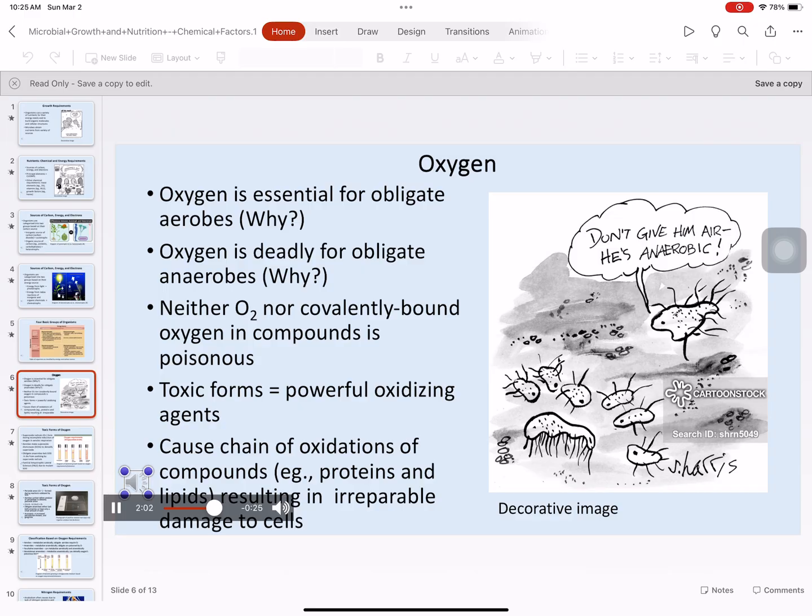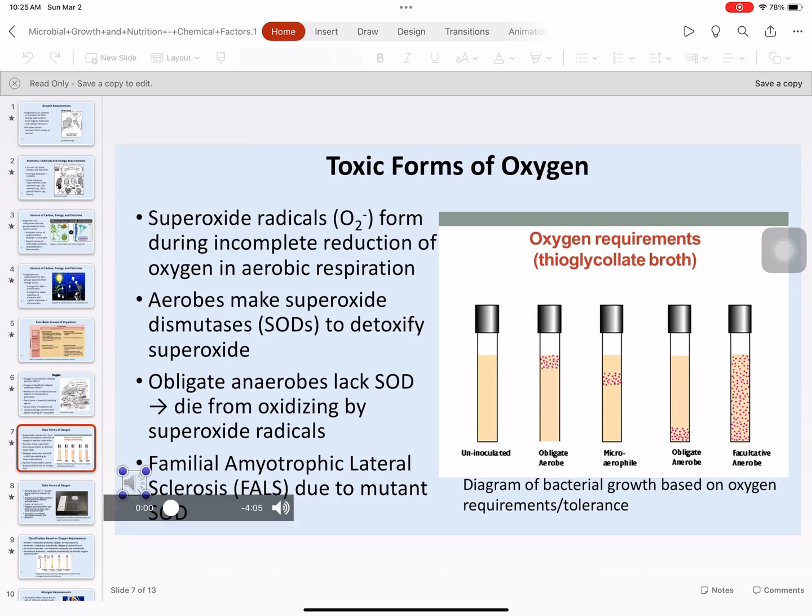Think about it. We're always told to eat lots of fruits and green and yellow vegetables. Why? Because those contain antioxidants. What do antioxidants do? They protect us from the consequences of our own metabolism. So let's talk about those toxic forms of oxygen.